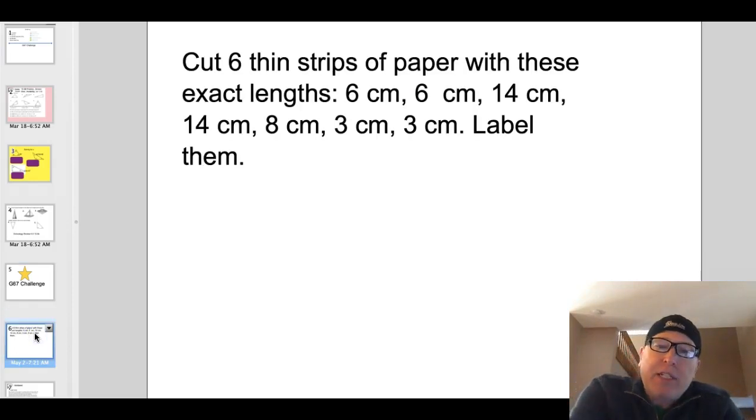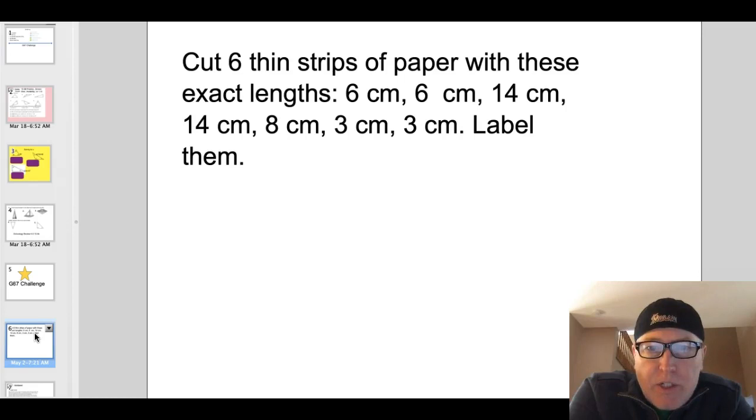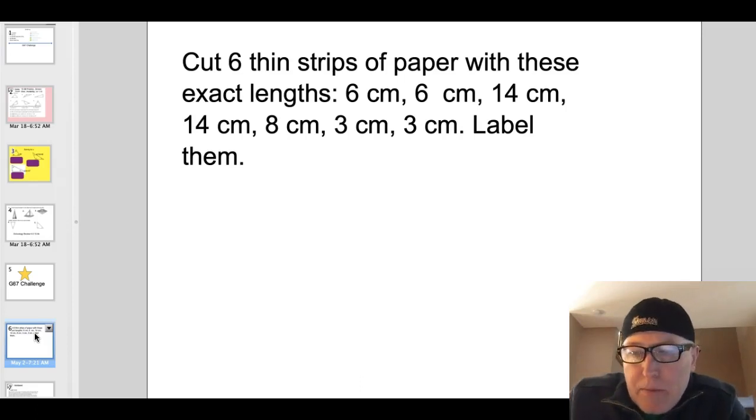I want you to take and cut some thin strips of paper. You could do it with straws too if you wanted, or anything that could give you these exact lengths. We need 2 of them that are 6 centimeters, 2 of them that are 14 centimeters, 1 that's 8 centimeters, and then 2 of them that are 3 centimeters. And make sure somehow you've labeled them, so you can tell them apart. Really, the only ones that would be confusing would be the 6 and the 8, but if you're doing paper strips, it might be good to label them just so you know what you've created.